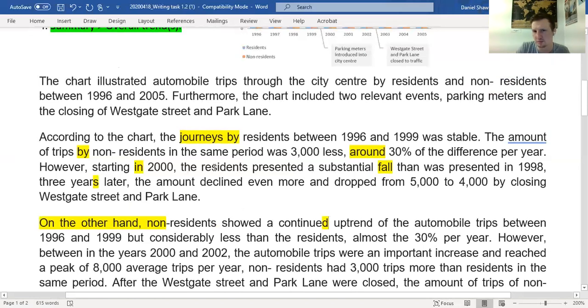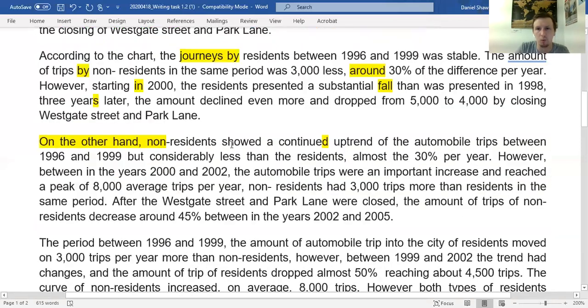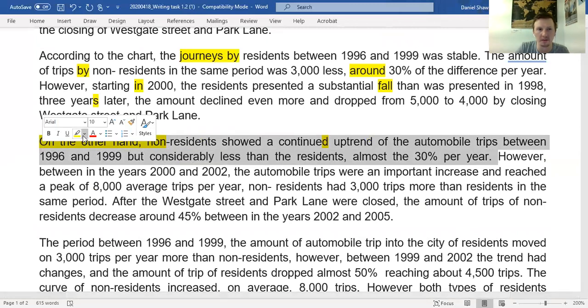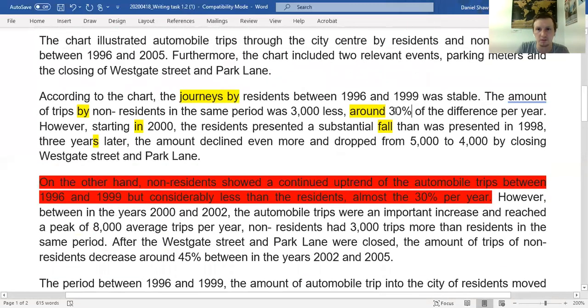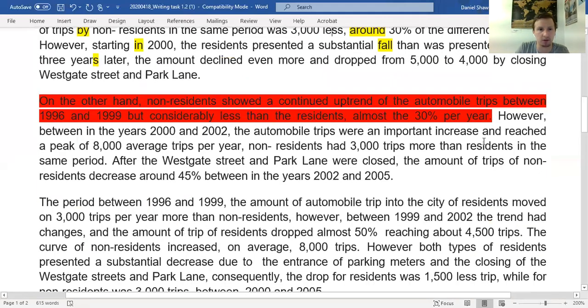Haven't we already talked about this before? I think so, non-residents. Yeah, we have started to talk about that. So maybe we don't need this, but let's see. It looks like this is kind of repeating. So I'm just gonna put this in red because we might be able to take this out altogether because we've already seen figures of 30% and 3,000 here. So let's see what's in the rest of the paragraph. However, in the years of 2000 and 2002, the automobile trips were an important increase and reached a peak of 8,000 average trips per year. Non-residents had 3,000 trips more than residents in the same period.